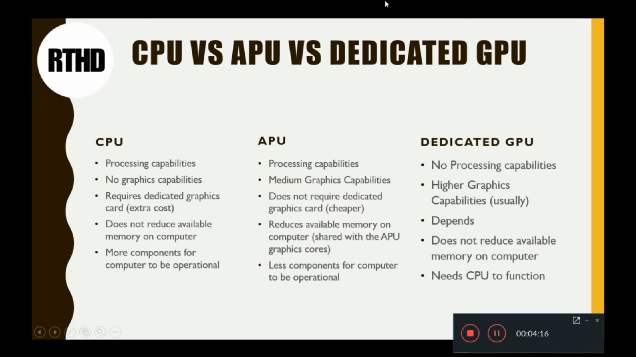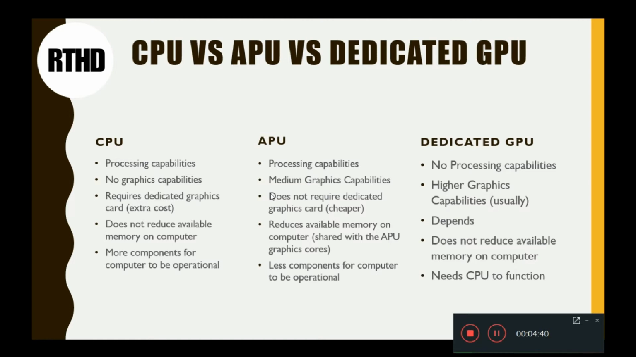You can see that here, processing capabilities. And a GPU does not have processing capabilities. What I mean by that, and I have to be very accurate, is that a GPU can do processing, but it focuses on graphics processing and not so much other processing that a normal CPU and APU does. And so that's what I mean by no processing capabilities.